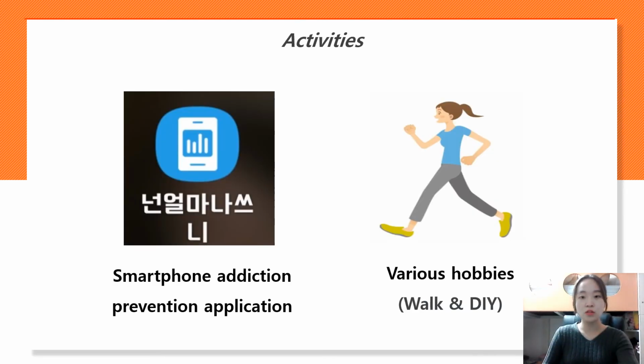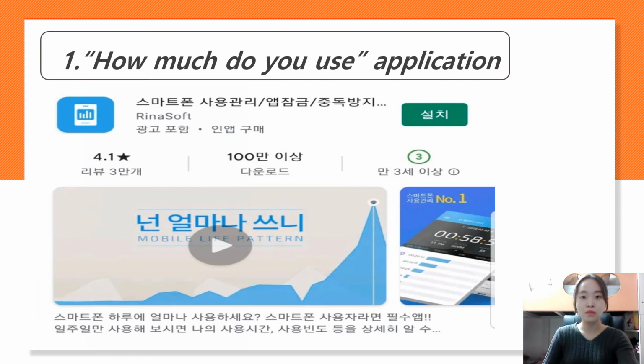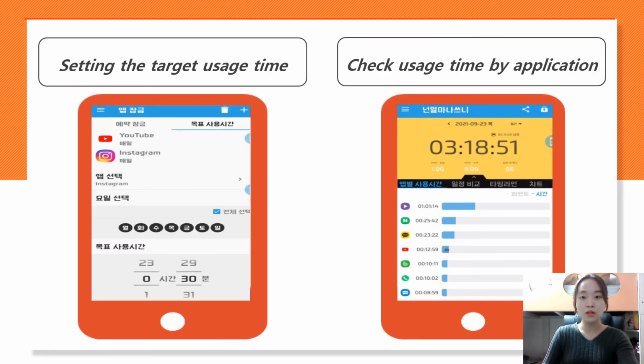Next, I will introduce the activities I did during the summer vacation to reduce smartphone activities. First, I used a smartphone addiction prevention application called How Much Do You Use? Through this application, I was able to set a target usage time and understand how much I usually use my phone, which helped me reduce the use of smartphones.